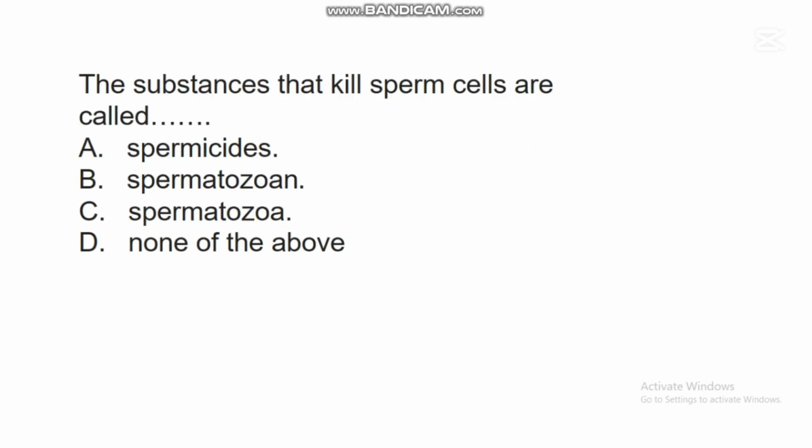The next question says, the substances that kill sperm cells are called dash. A. Spermicides. B. Spermatozoan. C. Spermatozoa. D. None of the above. In this question, the correct answer is A. Spermicides. These spermicides are substances that have the ability of killing sperm cells.